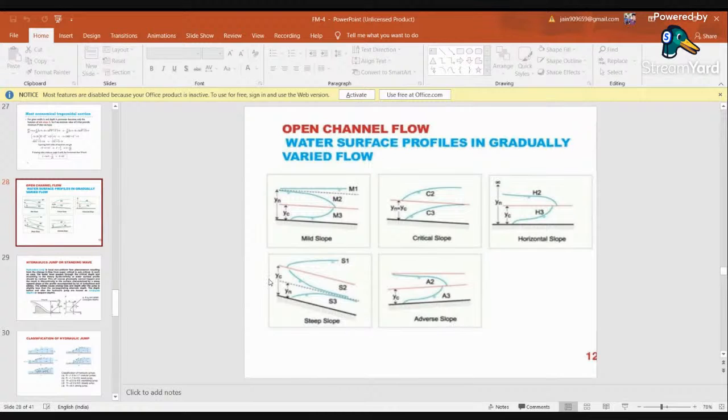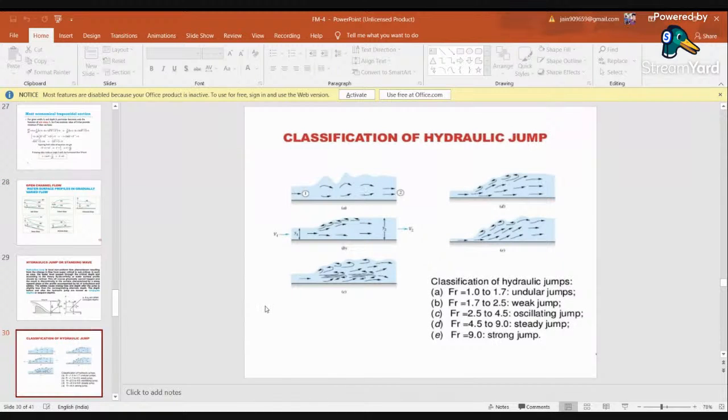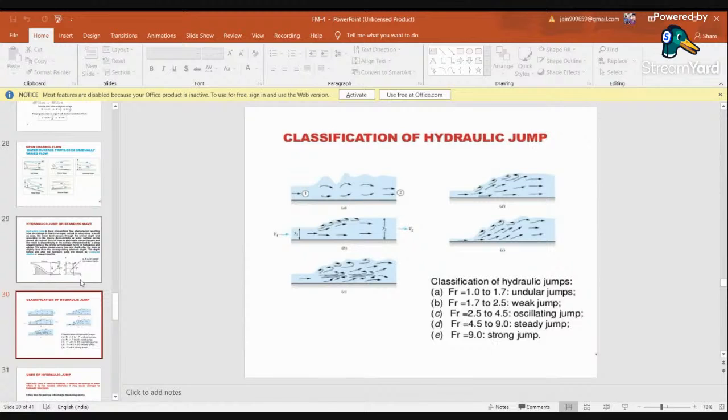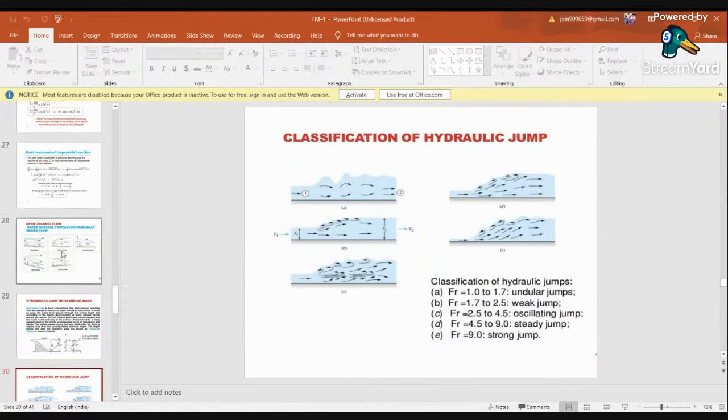And when your slope is reversed in direction, that is the opposite slope, and your YC critical depth is higher than your YN, then your slope will become a steep slope. Okay. Then there is another concept, that is the hydraulic jump.